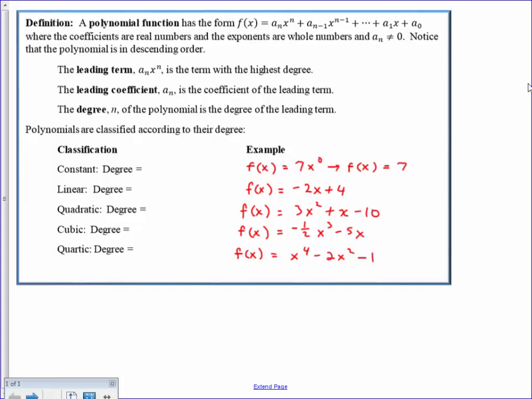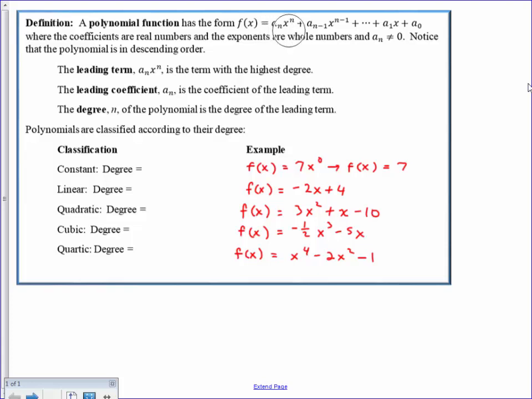Here we are going to define what we mean by a polynomial function. Polynomial basically means many terms. Terms are pieces of algebraic expressions that are separated by plus and minus signs. By definition, a polynomial function must have whole number exponents.